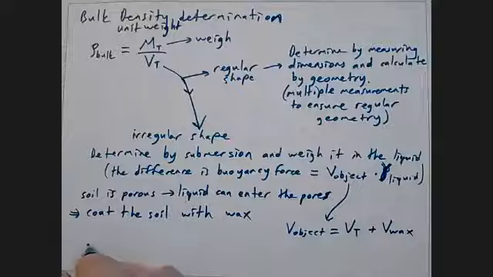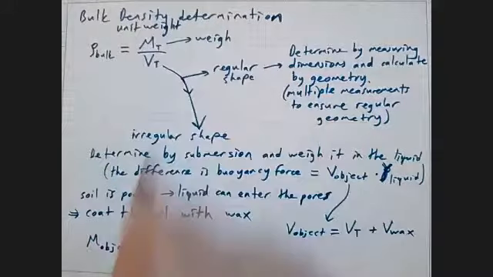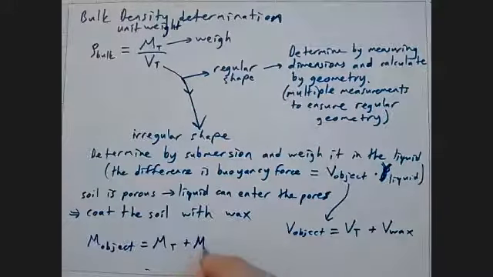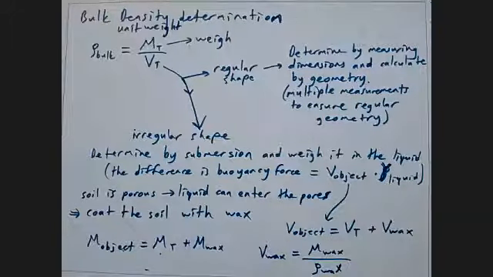But you can also determine the mass of that object, and it will be total mass which you already have determined plus mass of wax. So you know this one, you can figure out mass of wax. So then you can directly say volume of wax is going to be mass of wax divided by density of wax, because wax is a known chemical substance, so its density you can look up from a chemistry book or something. So you can determine the volume of wax and subtract it.